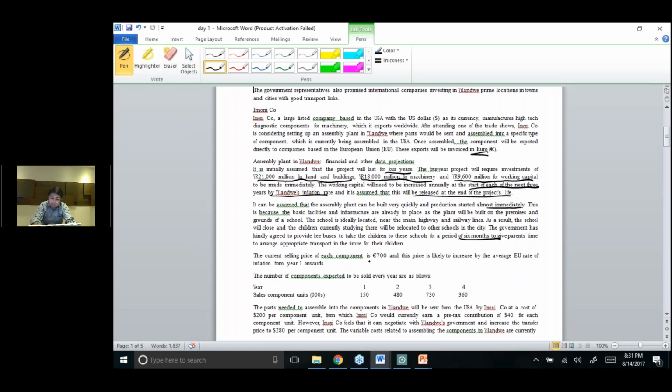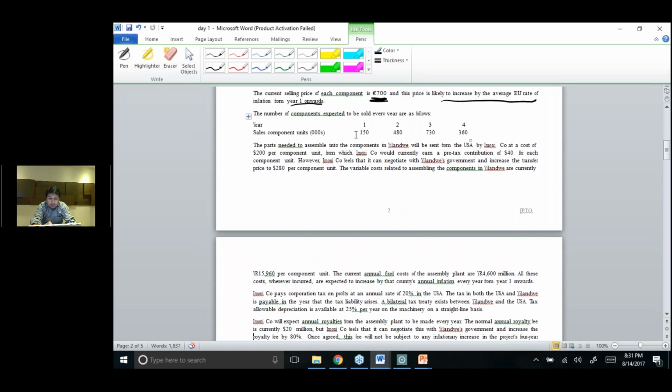The selling price of the component is €700. The price is likely to increase by the European Union inflation rate from year 1 onwards. Not after year 1, from year 1 onwards. The numbers of units are given: 150, 480, 730 and 360. These are in thousand amounts.